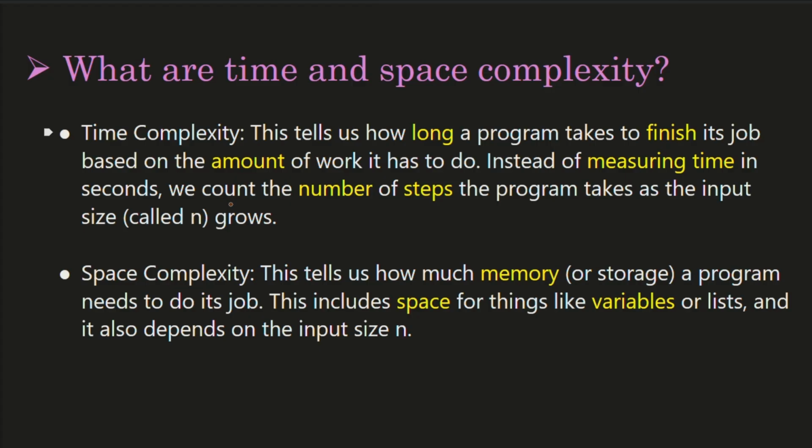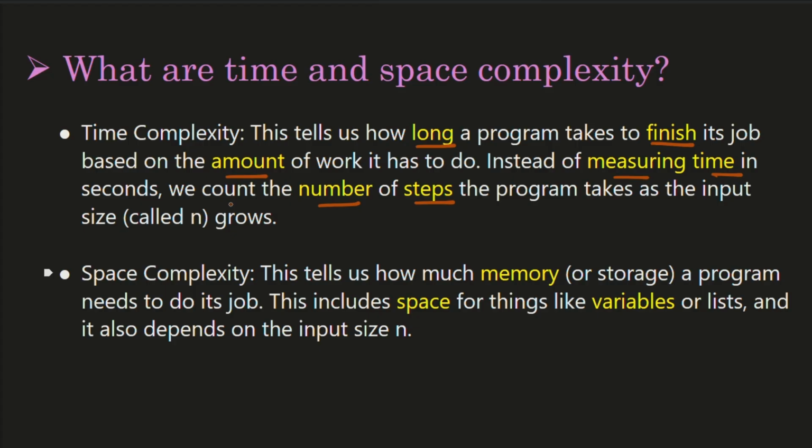What are time and space complexity? Time complexity. This tells us how long a program takes to finish its job based on the amount of work it has to do. Instead of measuring time in seconds, we count the number of steps the program takes as the input size, called N, grows. For example, if you have more lemons to squeeze, it takes more time to make lemonade.